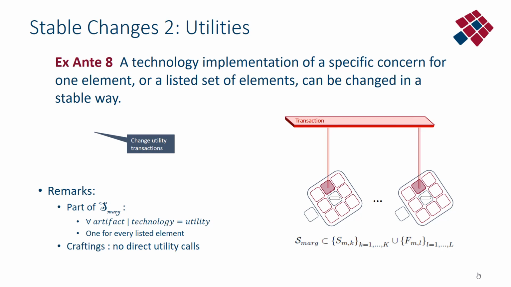Of course, once again, you would suppose that the custom code or craftings do not make direct calls to the utility frameworks. Otherwise, that would imply change as well. However, we ask and impose that those craftings do not make direct calls into the utility or cross-cutting concern frameworks.